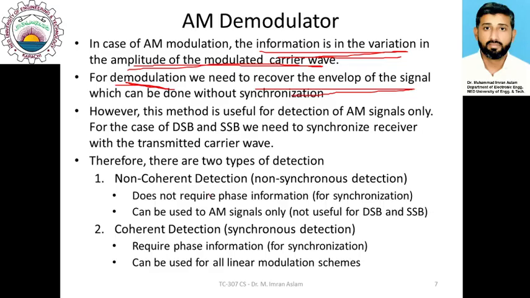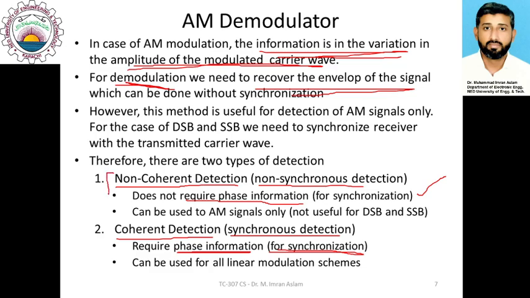So there are actually two types of detection schemes. One is called non-coherent detection or non-synchronous detection, and the second is called coherent detection or synchronous detection. Non-coherent means we do not need to synchronize the receiver with the transmitter. That is, we do not need any phase information for the demodulation process. For synchronous detection, we need to synchronize the receiver with the transmitter. That is, we need to have the phase information at the receiver side.